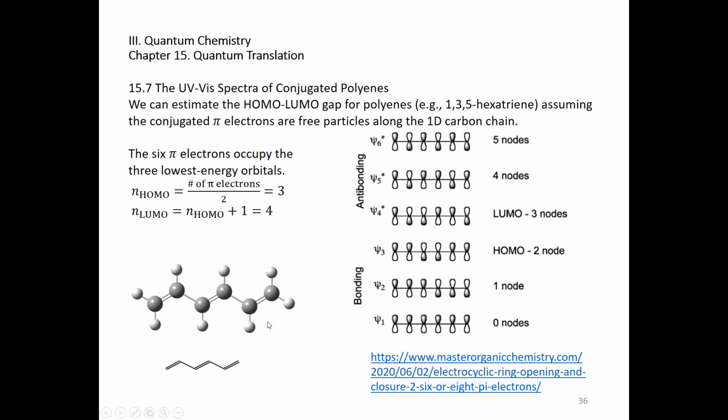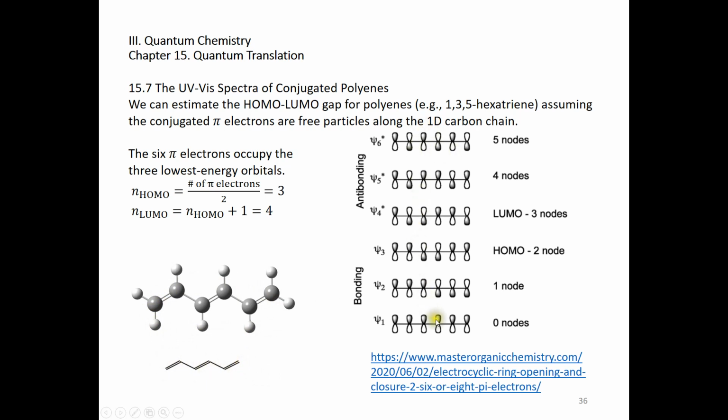This is the structure of 1,3,5-hexatriene. Triene means we have 3 double bonds, and 1, 3, 5 specify the position of the double bonds: carbon 1, carbon 3, and carbon 5. And this is a simpler structure for 1,3,5-hexatriene. Now it does look like a one-dimensional box for the pi electrons.